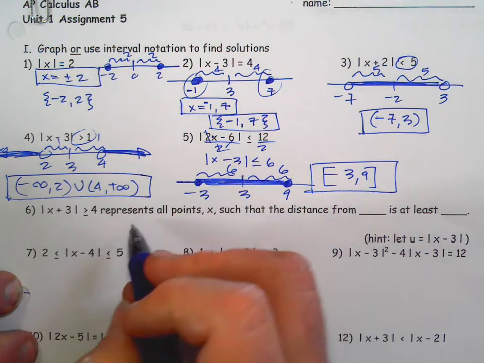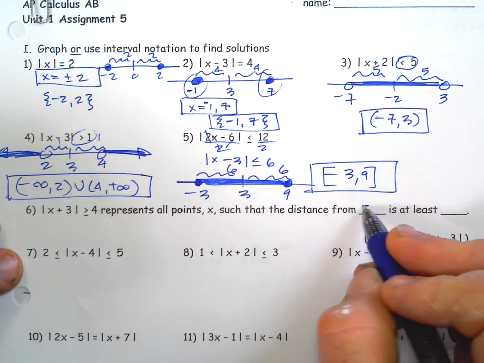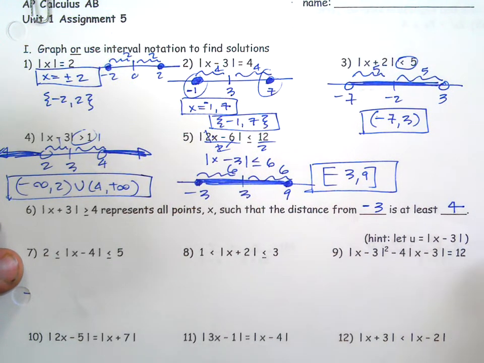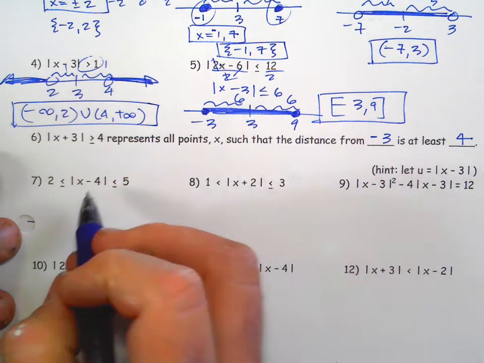Next one says represents all the points x such that the distance from negative 3 is at least 4, right? Just interpreting, right, what we've been drawing pictures of. Okay, number 7, we can do these on these more complicated ones.